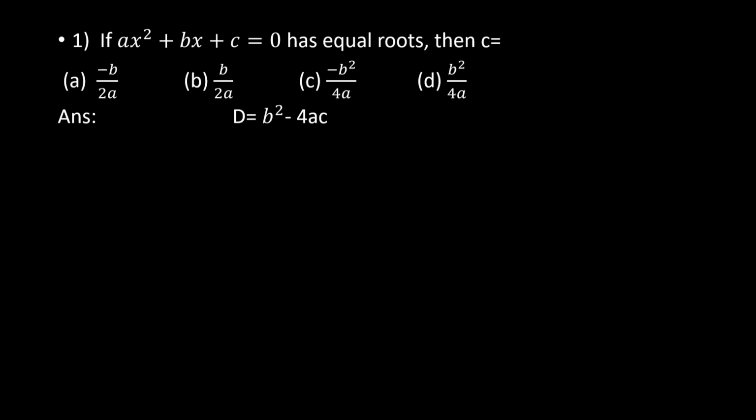In the equation we have b value is b only, c value is c only, a value is a only. So we will take now b square, that side it will become minus b square. So then minus minus cancels, we will get 4ac is equals to b square. Now I'll take 4a down, we will get c is equals to b square divided by 4a. So therefore option D is the correct one.